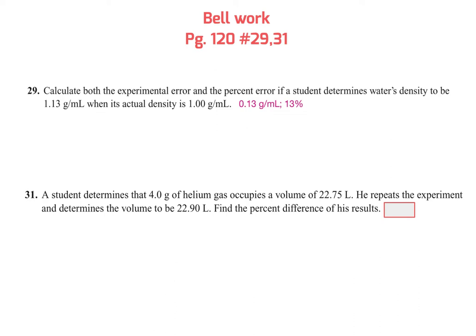Remember, you add and divide by 2. So your formula is to subtract the 2 experiments, experiment 1 minus experiment 2, and you divide by the average of those, which is just the 2 added together divided by 2. That's what your denominator is. And when you do that, you should have gotten 0.7%.